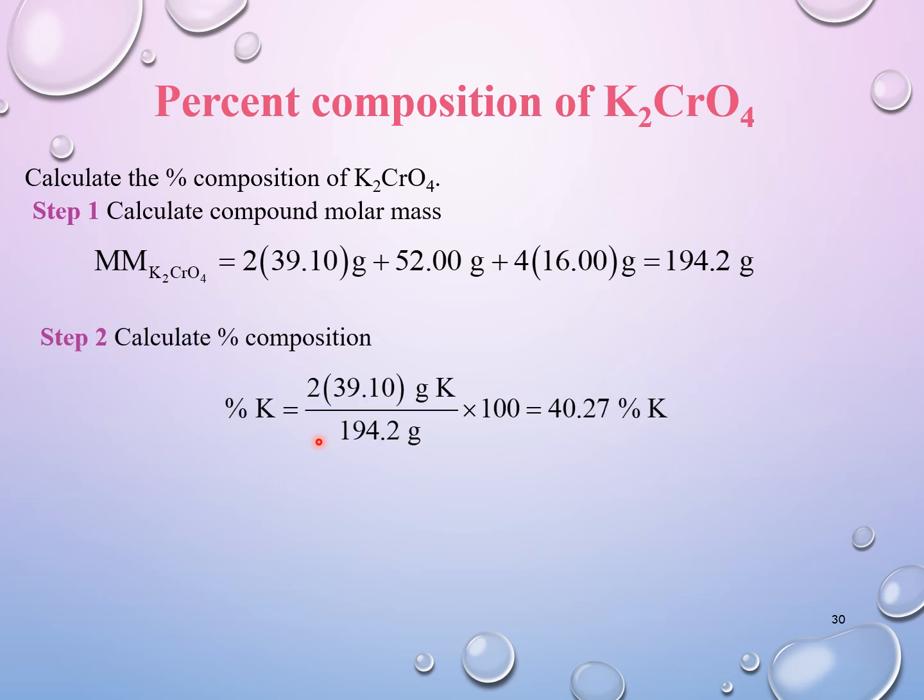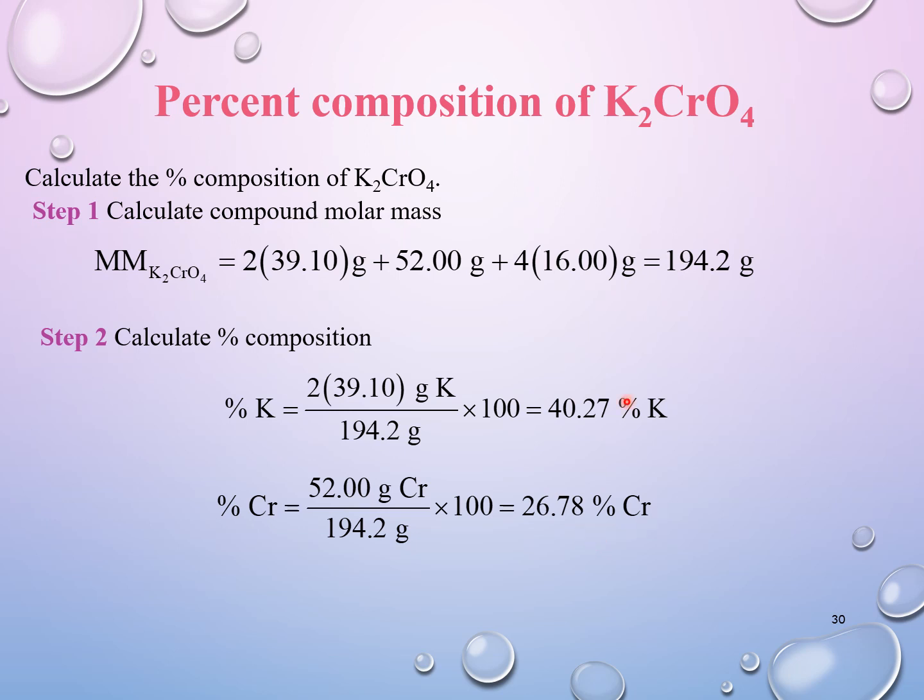And then to get percent composition of K, you take the K part, 2 times 39.10 grams of K, divided by 194.2 grams, which is the molar mass. Remember, we're assuming we have 1 mole of this compound. So that gives us 40.27% of K. You do the same with Cr. You take the grams of Cr, chromium, 52 grams, divided by 194.2 grams of the compound, times 100, you get 26.78% of chromium.